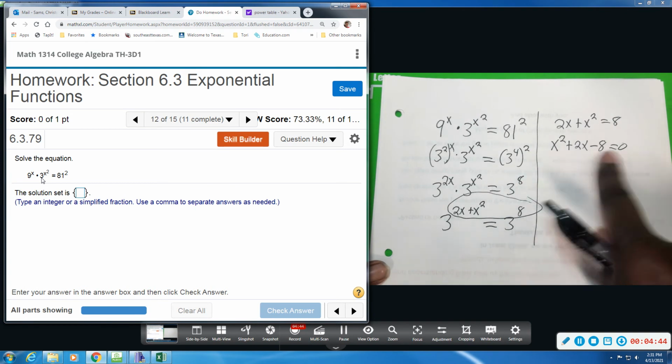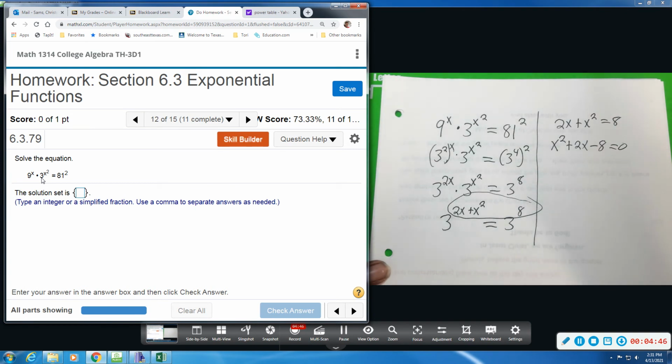So let's see if this guy will factor first before I go and try to do the quadratic formula. So factors of 8: 1 times 8 will give us 1 and 8, 2 and 4. And we want to subtract to get 2. These two will subtract and give us 2. So it should factor.